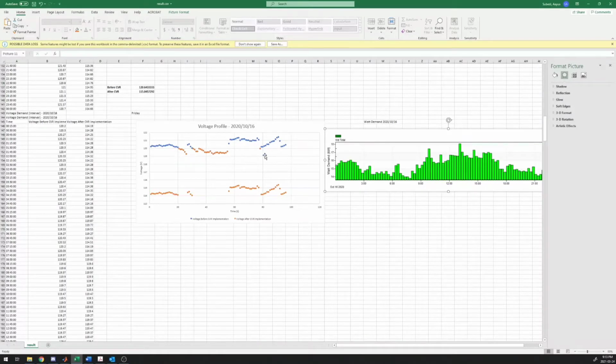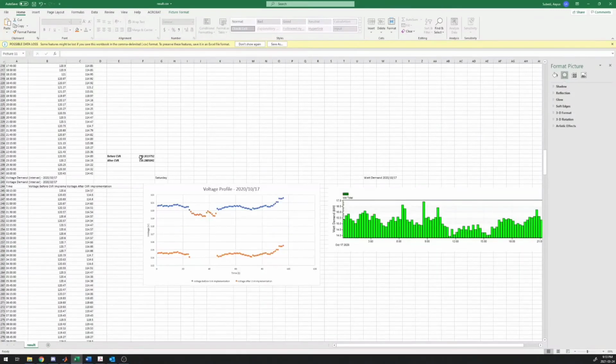Even though this is a much better voltage profile than the previous day due to the voltage not being oversupplied through the whole day like the day before, this can still be reduced down for some energy savings. So before CVR 120.3, after CVR 116.2.